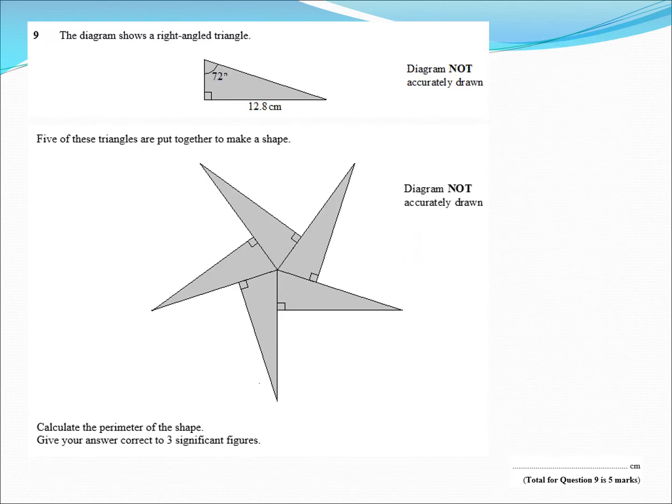Question number 9. The diagram shows a right angle triangle. 5 of these triangles are going to be put together to make a shape. Calculate the perimeter of the shape. Give your answer correct to 3 significant figures. Okay, so this is a right angle triangle. I know that's 72 degrees. So if we try to find out the remaining 2 sides, we have to use trigonometry because Pythagoras is not going to work here.